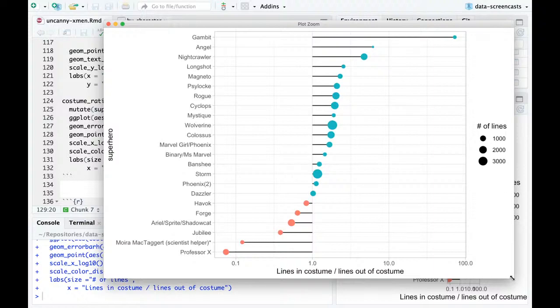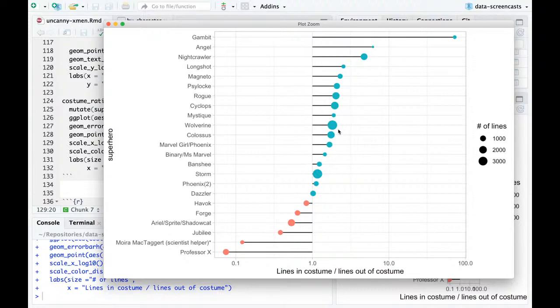So note, what are the advantages of this over the scatter plot? The big one is that it puts lines in costume, line out of costume ratio right there on the x-axis as the most salient feature. The number of times someone appears, we get as a bit of background context. We get to see that, say, Angel. It's like, oh, Angel is a high costume ratio, but Angel doesn't speak all that much to begin with.